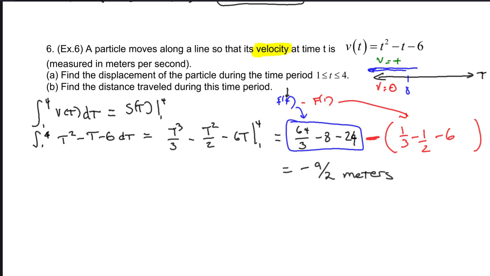Okay. So what happened? Well, we didn't start at 0 seconds. We started at 1 second. So the particle has already been going backwards. Here's time. And so now the position of the particle, with my real start of 1.